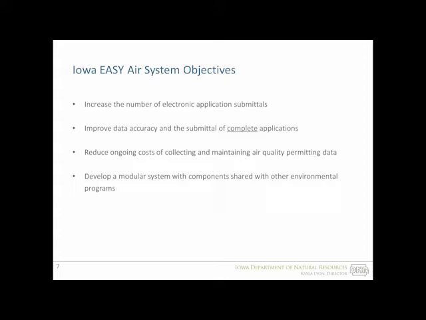We also wanted to improve the data accuracy and the submittal of complete applications. One of the things that slows down the turnaround time in the process is if the applications we receive have missing data or inaccurate data. So this system has data validation that will require you to put in appropriate data. And there are certain fields that we deem extremely important and they're mandatory, so you actually won't be able to submit without filling in those fields. We hope that will reduce the amount of time that we have to spend, and you have to spend, working with us to get the complete information in the application.